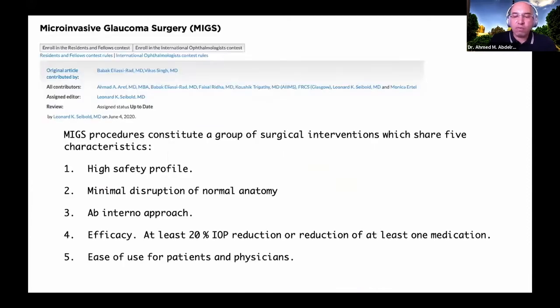Now let us go to MIGS, because every now and then we hear about MIGS everywhere nowadays. MIGS procedures are definitely a group of surgeries growing every other day, characterized by high safety and minimal disruption to the ocular anatomy, mostly an ab interno approach, and they usually have an efficacy of almost more than 20% IOP reduction. They are easier than the standard procedures, but definitely some of them are even much more difficult.